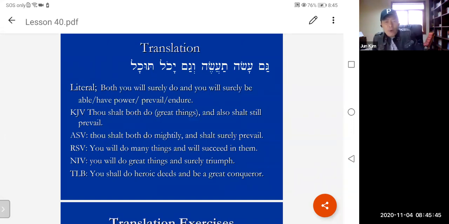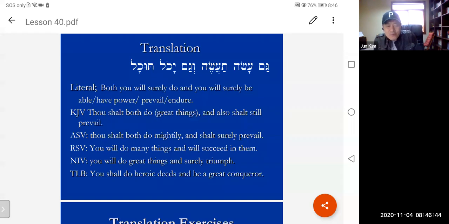KJV: thou shalt both do great things and also shalt still prevail. ASV: thou shalt both do mightily and shalt surely prevail. RSV: you will do many things and will succeed in them. Oh, now I don't know how we could get this meaning, but it's theologically reflected. RSV is most commonly used by scholars, not biblical scholars but theologians. That is the theologian's favorite translation. In terms of the reflection of a theological aspect, RSV is good. NIV: you will do great things and surely triumph. Sounds more poetic, dramatic. And TLB: you shall do heroic deeds and be a great conqueror.